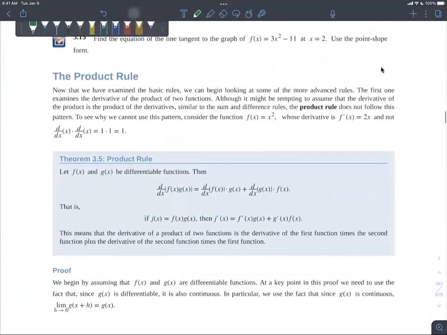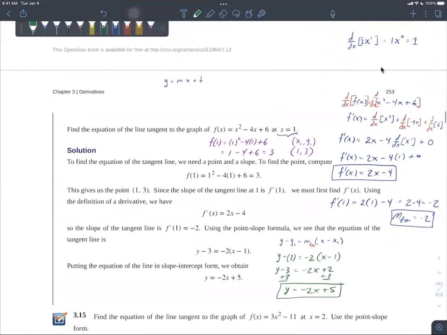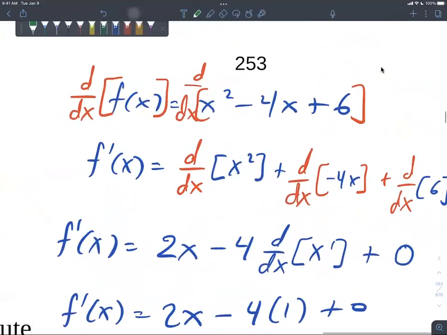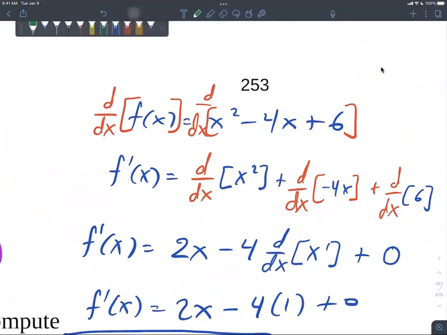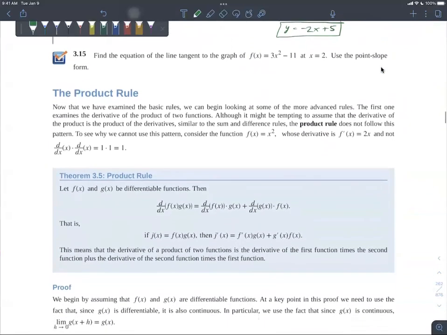Okay. All right, very good. Next, we have the product rule. The product rule is basically how to take the derivative of a product of two functions. And it turns out it's not going to be as simple as the sum rule, where if you have a sum or a difference of functions, like we had x squared minus 4x plus 6, we can just say that's the derivative of x squared minus the derivative of 4x plus the derivative of 6. We can just break it up that way. With the product rule, it's going to be a little bit trickier, but not too difficult.